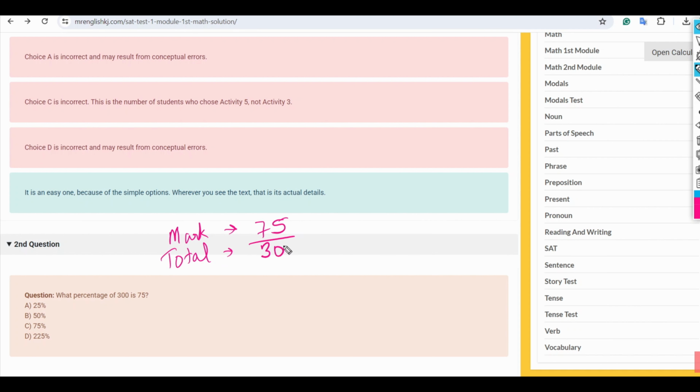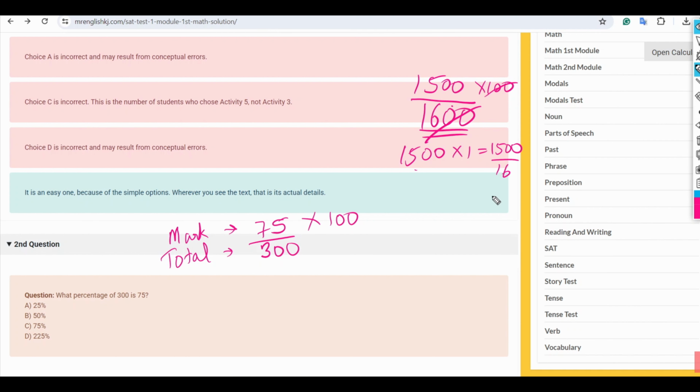We divide it by 300. And since we are calculating a percentage, we have to multiply 75 by 100 in order to get the percentage. That is how you always calculate percentage. Suppose that in the SAT, these are your total marks, and suppose that you scored 50. You multiply it by 100, cut the zeros, and you have 1500. Then you divide it by 16, and that's how you get your percentage in the SAT.